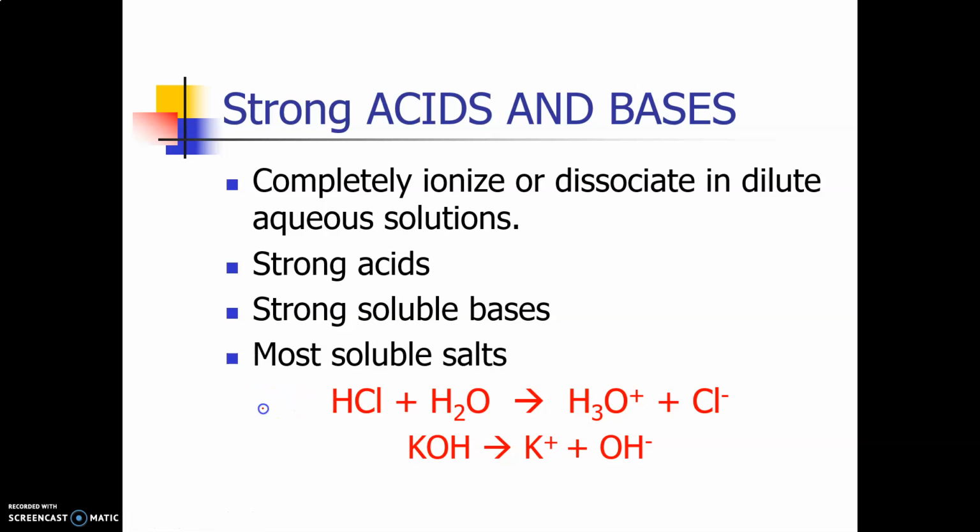This is an example of a strong acid, hydrochloric acid. When it reacts with water, it completely turns into hydronium ion, which we can say just H+, and chloride ion, Cl-. This is potassium hydroxide, which is a very strong base as well, and in water it also completely dissociates to potassium positive ion and hydroxide ion.